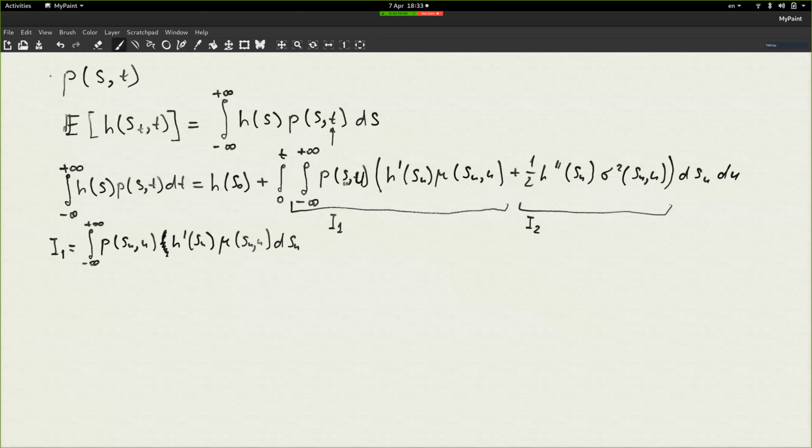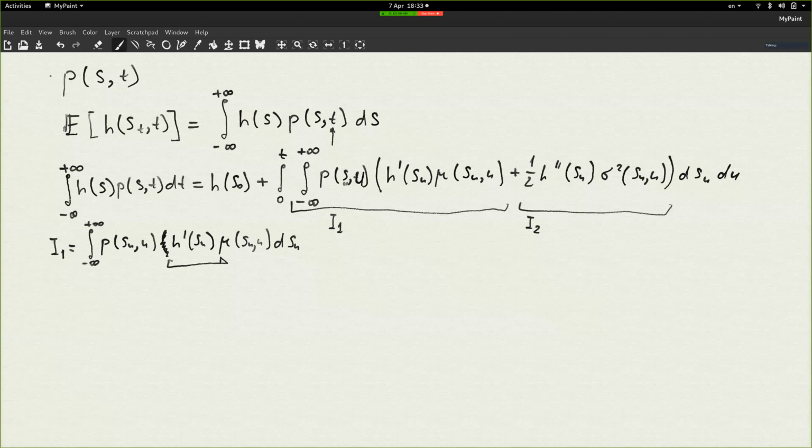Any ideas? What should we do with this integral? From your first year mathematical analysis, please, any ideas? Is there anything in the structure of this integral which can help us tackling it? No ideas? You see, there is h prime here. So what does it mean that we have h prime? It means that we can take this integral by parts. You remember taking integral by parts.